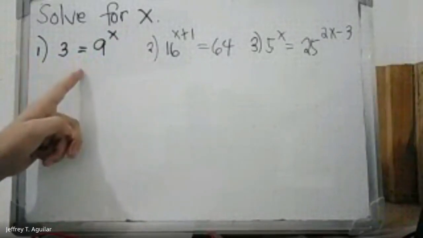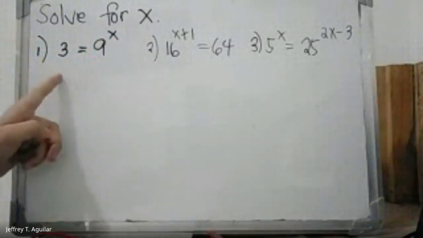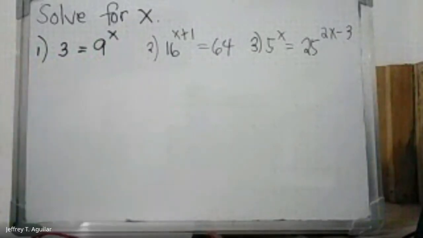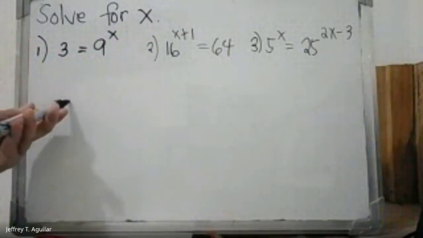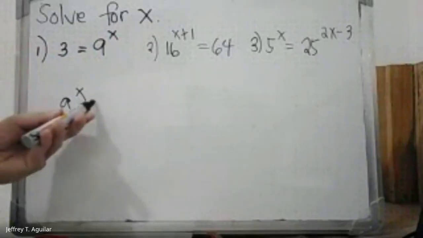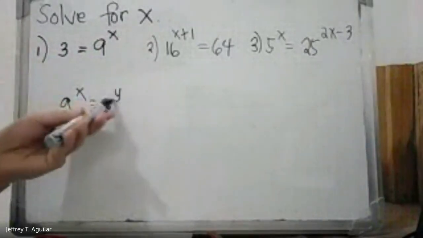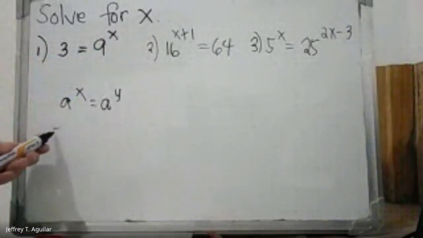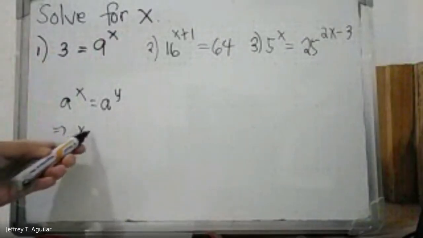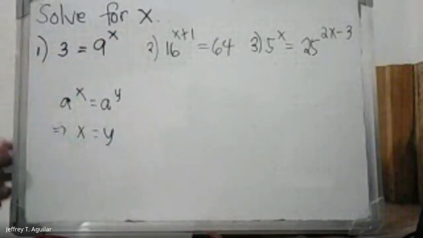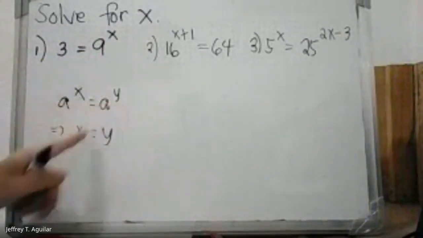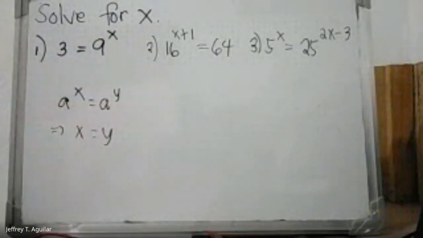Now, our main purpose is that both sides of our exponential equation must have the same base. Again, if you try to recall our definition, it says that if you have a to the x equals a to the y, if they have the same base, then x equals y. Meaning to say, if they have the same base, we can equate exponents. And this is what we're going to do at this point.